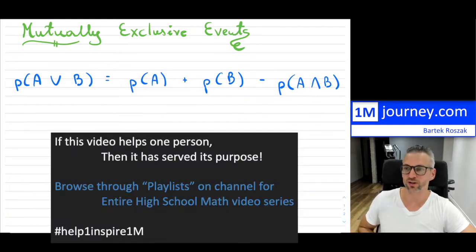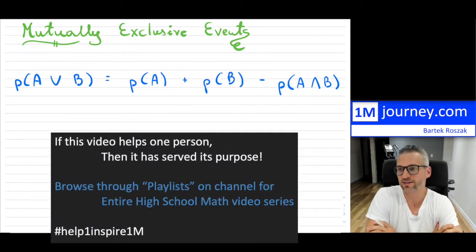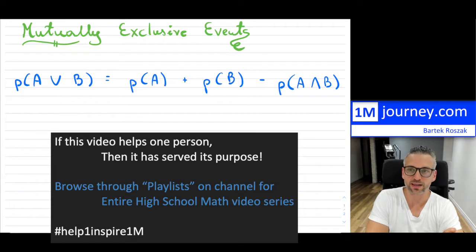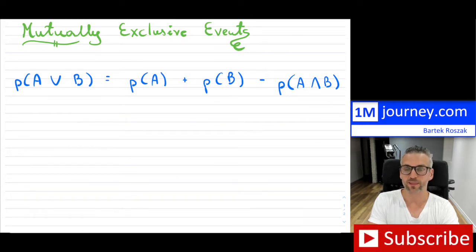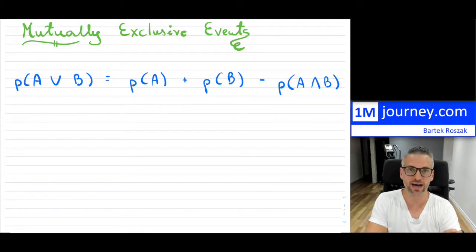Welcome to this video on mutually exclusive events. As you're studying probability, at some point I hope you're going to run into this terminology, mutually exclusive. It relates back to when you have two events and there is no intersection between them, so that means they cannot happen simultaneously.